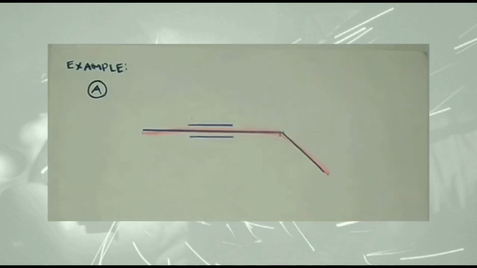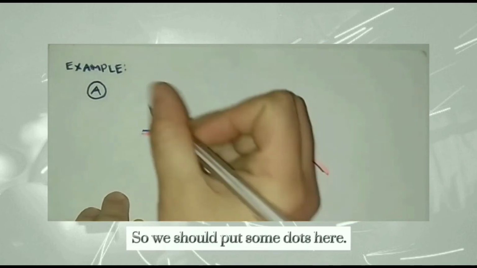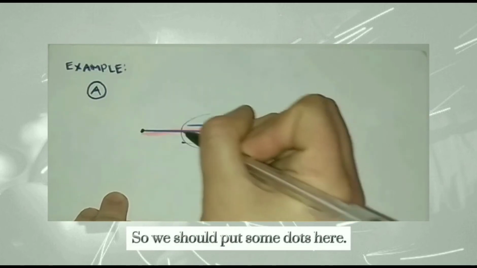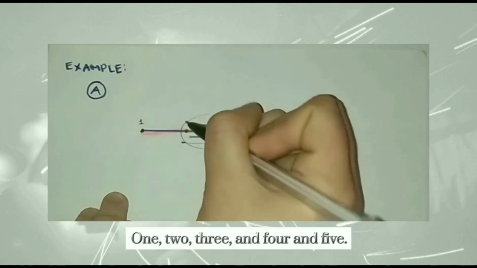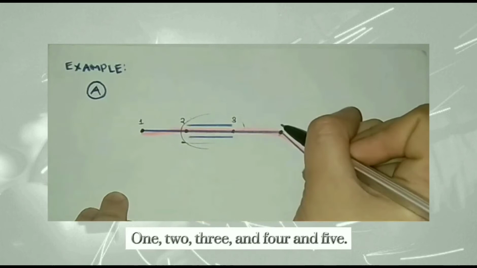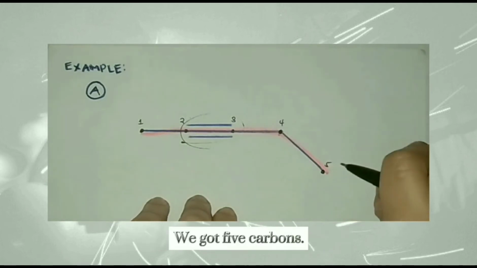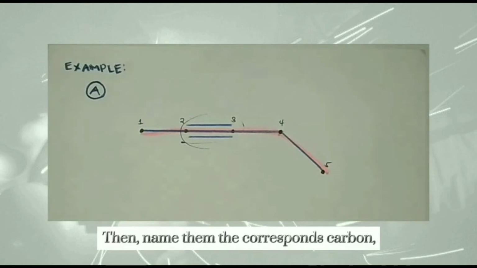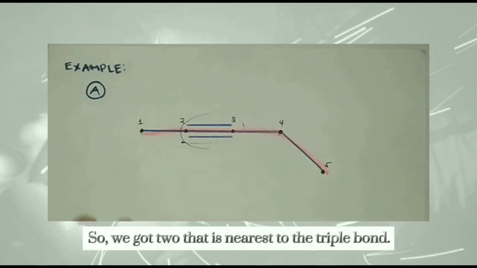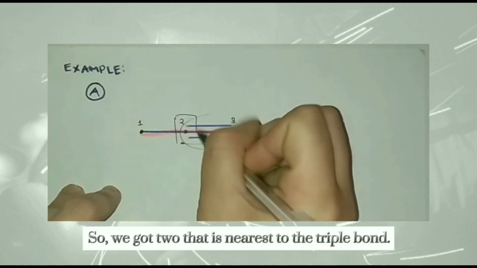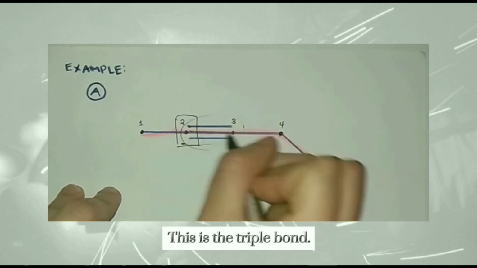Okay. And the triple bond is located here. So we should put some dots here. Let's count the carbons. Okay, 1, 2, 3, 4, and 5. We get 5 carbons. Name them, numbering the corresponding carbons so the triple bond gets the lowest number. So we got 2, nearest to the triple bond. This is the triple bond.